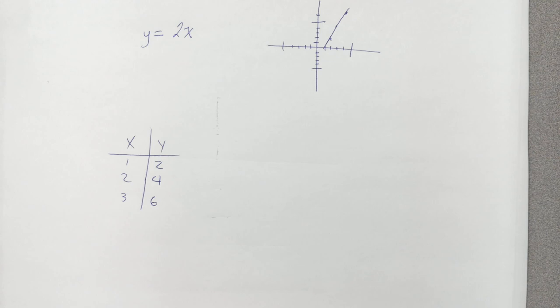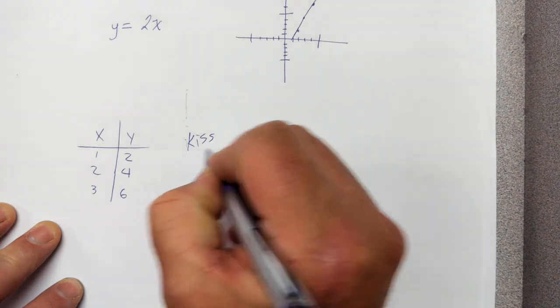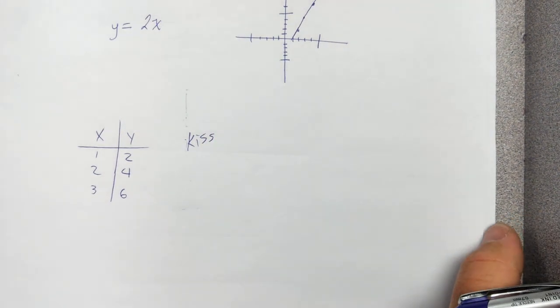Right, Jackie? Okay. If you pick big numbers, your graph is all over the place. Exactly right. Don't pick big numbers. Pick small ones. The way you say that, it's called the KISS method. Keep it simple, stupid.